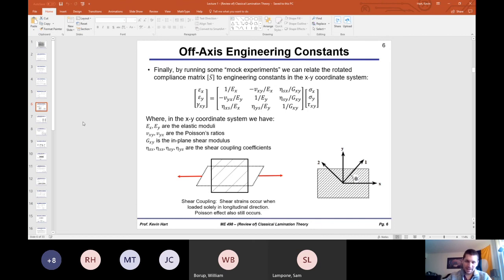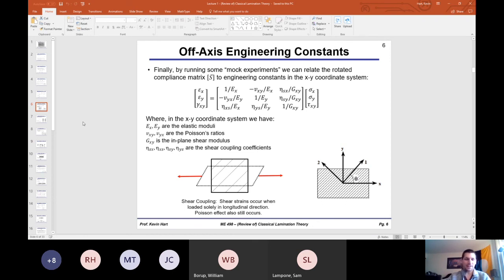This leaves us with relationships between what would be engineering properties in our modified XY coordinate system, things like EX, EY, nu XY, nu YX, and so on, as we see here. One interesting result is a new engineering constant called shear coupling coefficients. The idea is that if you pull on a laminate in a direction that is not necessarily along the fibers, you could induce shear by pulling on that laminate.